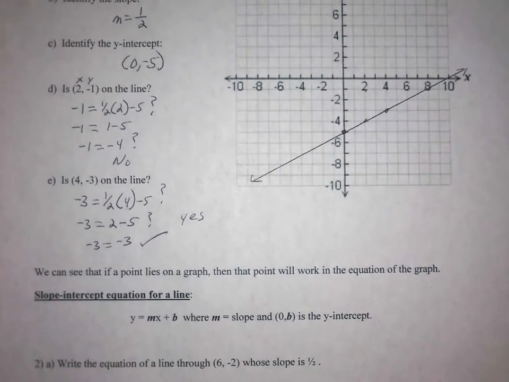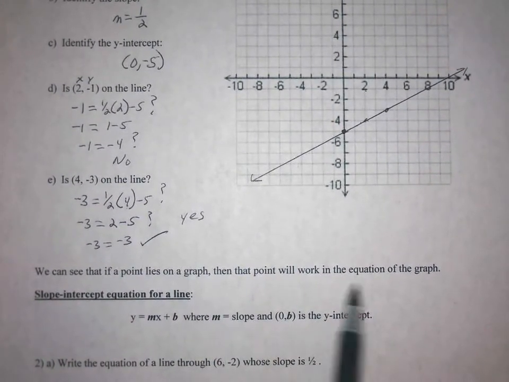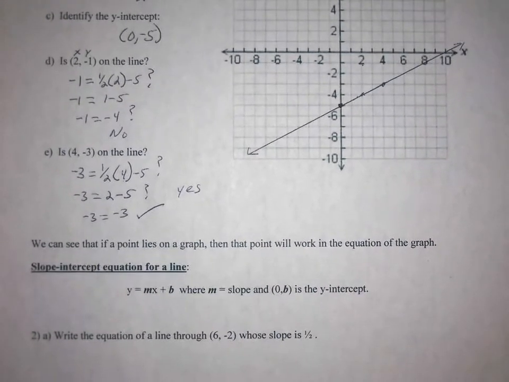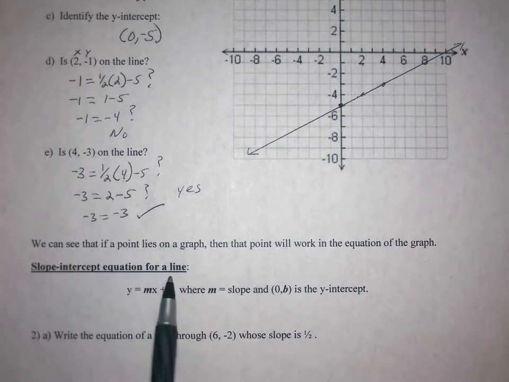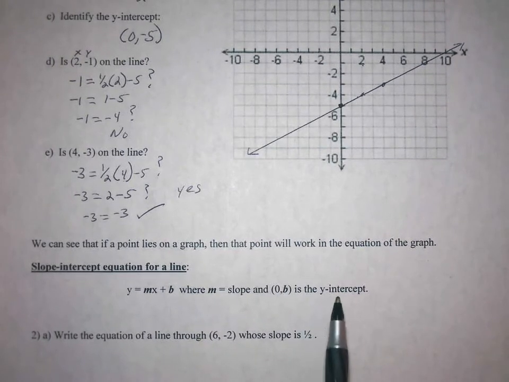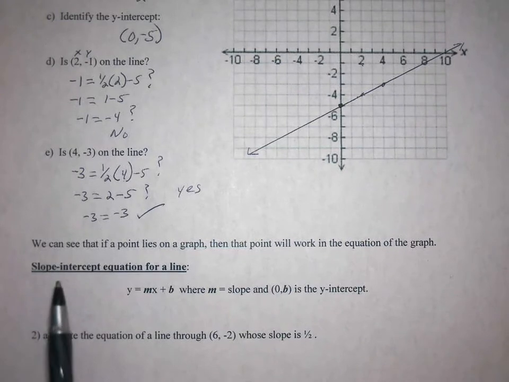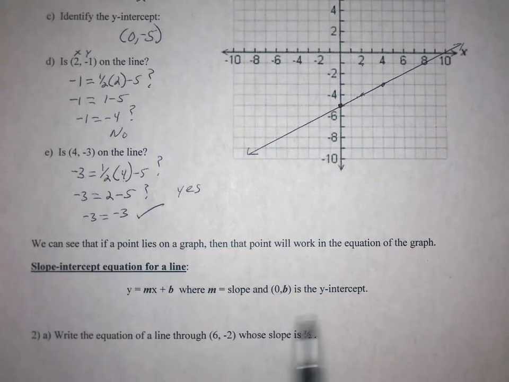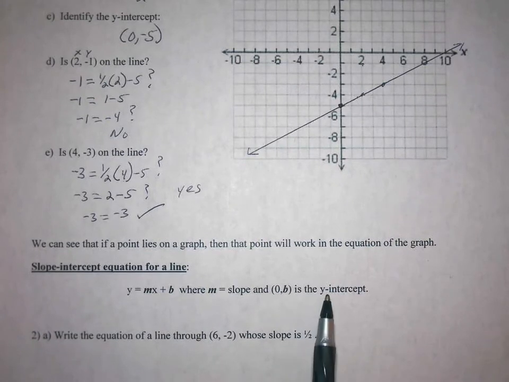So we can see that if a point lies on a graph, that point will work in the equation of the graph. What we call the slope-intercept equation for a line is y equals mx plus b, where m is the slope, and 0, b are the coordinates of the y-intercept. Not real tricky. Slope-intercept: slope is m, intercept is the b value or the y-intercept. That's why it's called the slope-intercept equation for a line.